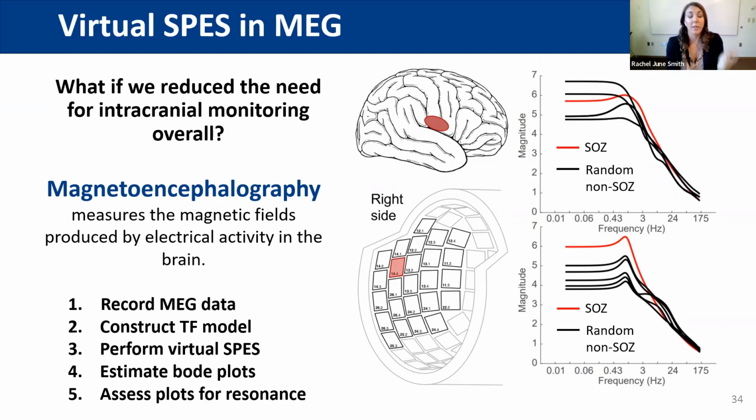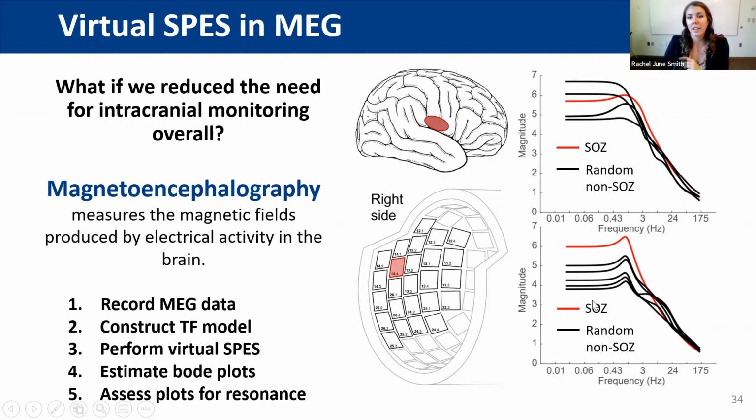we can get MEG data from different places, construct a transfer function model, and perform virtual SPES, right? So once you have your model, I can artificially, virtually stimulate, and then assess Bode plots from there and look for resonance. This is just showing one example that we got from a patient where we knew that the seizure onset was around this node here. And so I built one of the transfer function models, stimulated, and looked for resonance.